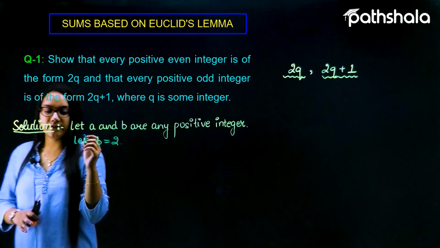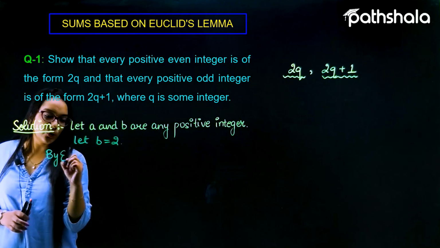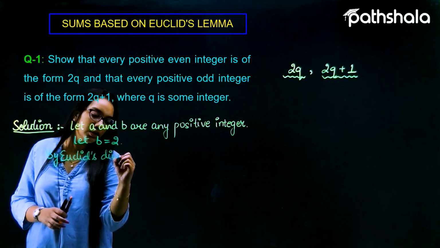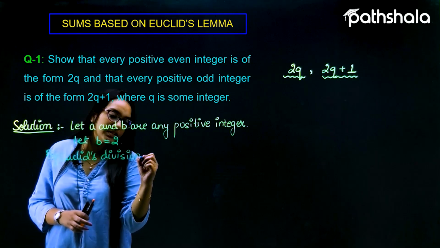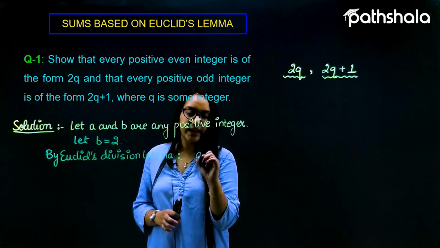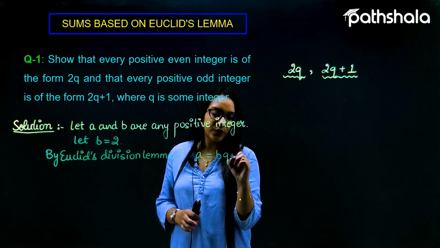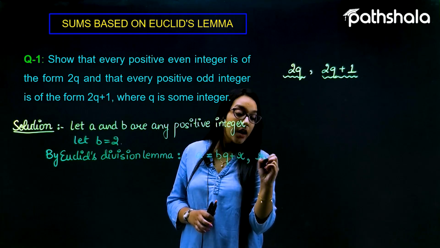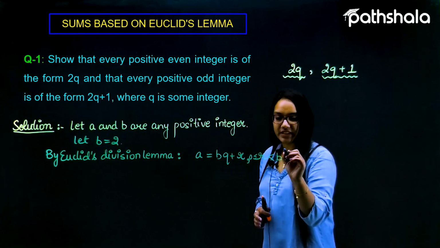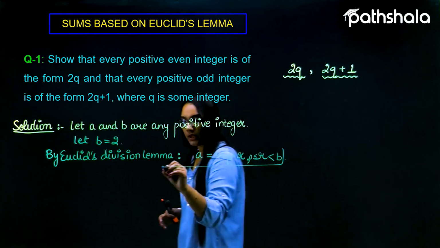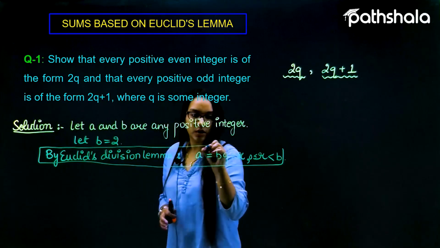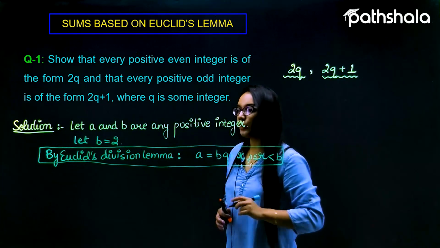So by Euclid's division lemma, actually I'm using Euclid's division lemma over here. By Euclid's division lemma, we know that A is equal to BQ plus R, where R always lies between 0 and B. Let me put it in a box. So we are using this Euclid's division lemma.